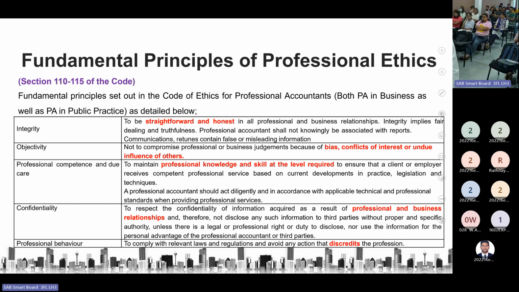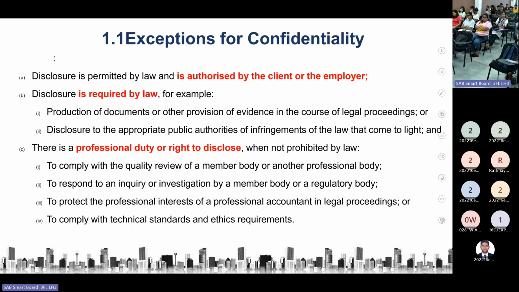I know this is not a good time to discuss theoretical things, as I mentioned before, because you are having lunch, but somehow we have to do it. The fundamental principles are what you need to remember, and when it comes to confidentiality, sometimes there are some exemptions for confidentiality.